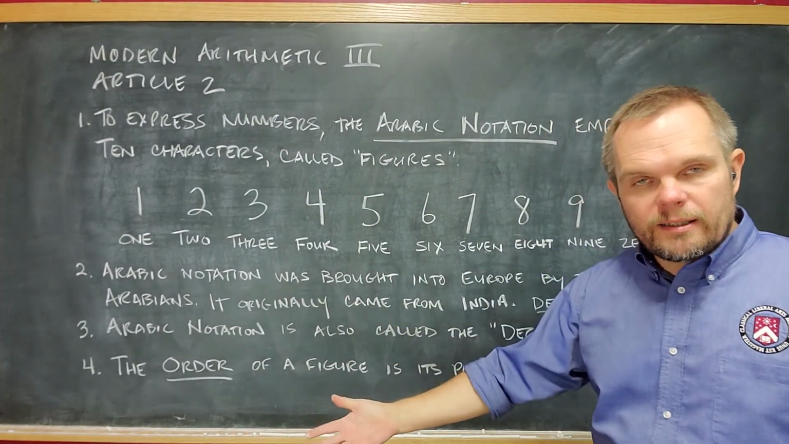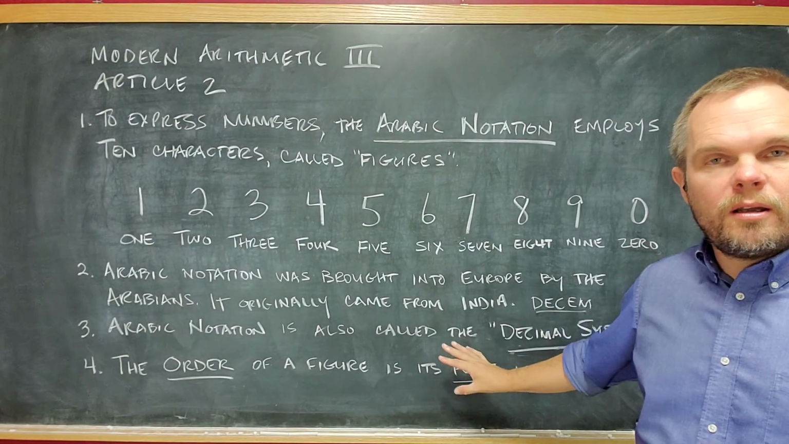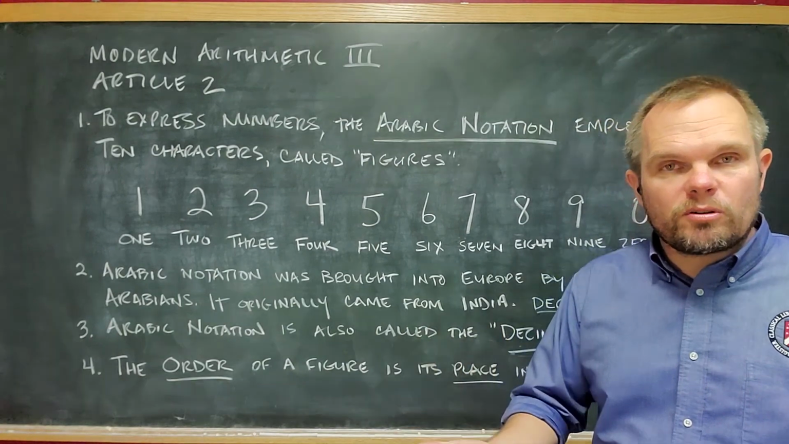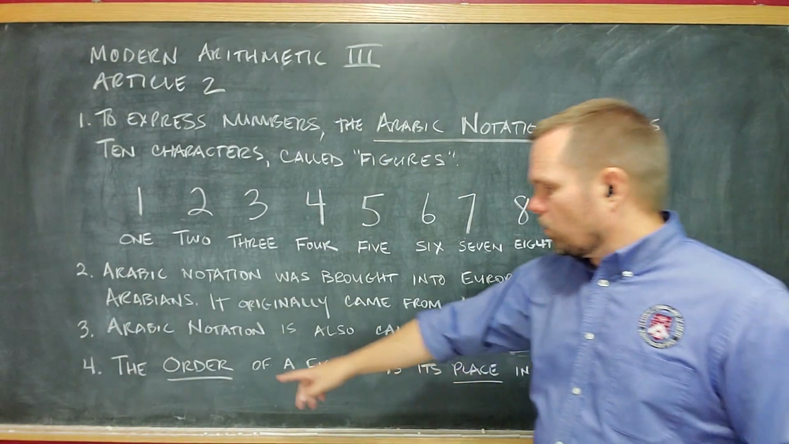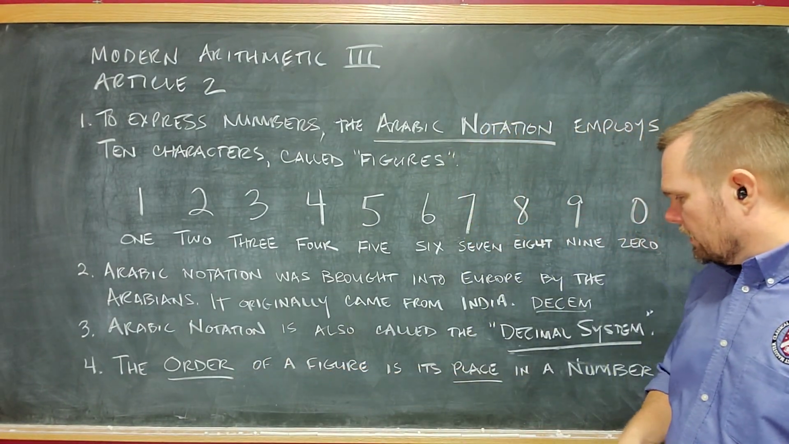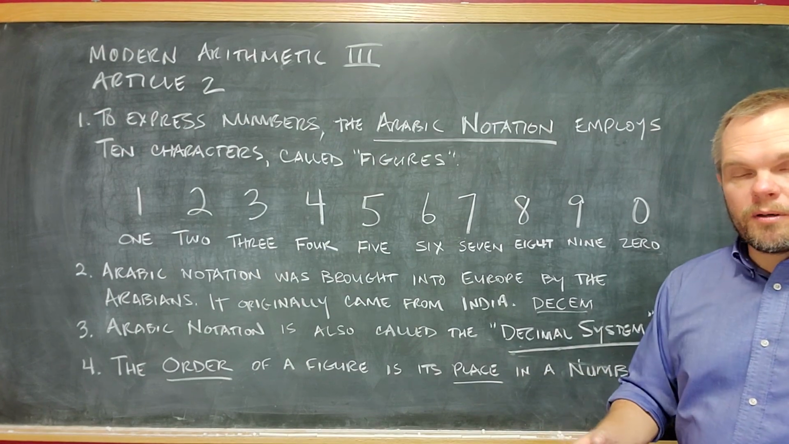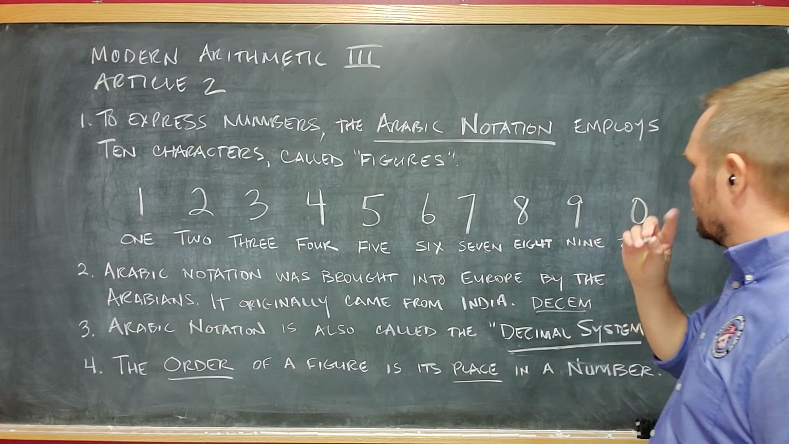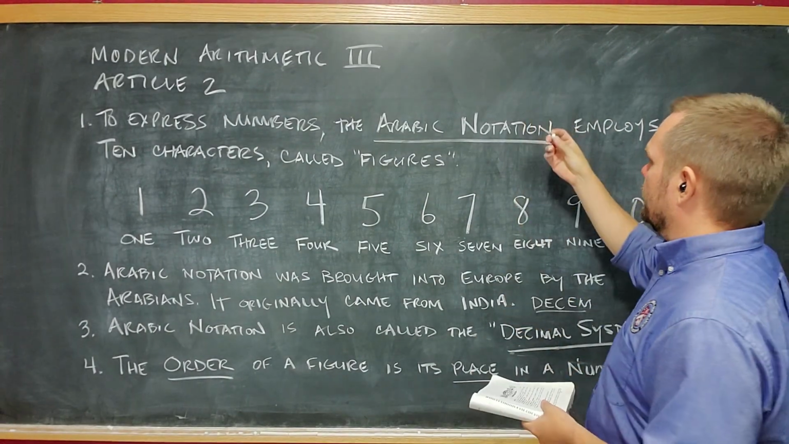And in our next lesson, we're going to start to learn what that means. But in this lesson, we simply want to introduce this idea that the order of a figure is its place in a number. And I'll just give you one simple example to get us started. I'll write it up here.